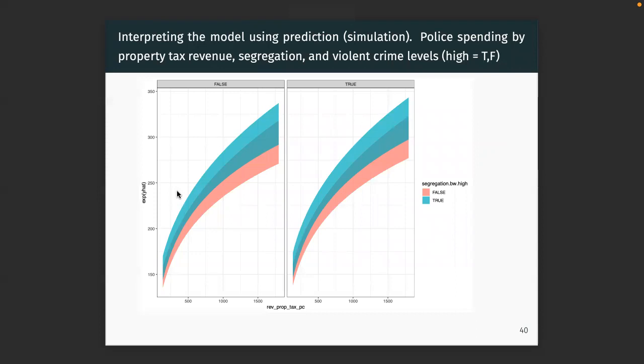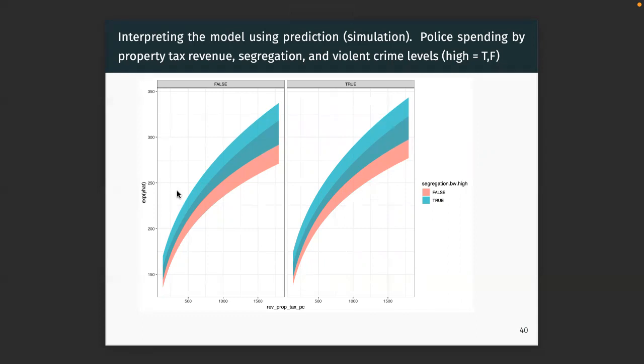Like if I were to tell you 2 counties, same property tax values, one's high segregation, one's low segregation. I can say, you know, on average, the high segregation county is going to spend a little more on police, but there's a good chance that they'll spend the same, right? On average, it's going to be a bit higher, but there's also a lot of overlap here. So they could spend about the same amount, right? The intervals are different, but they overlap with each other.